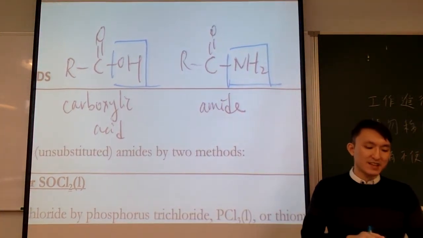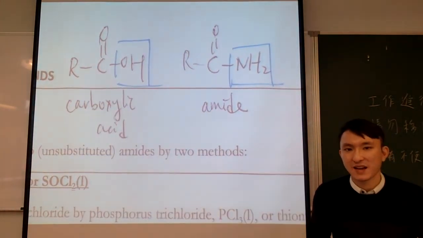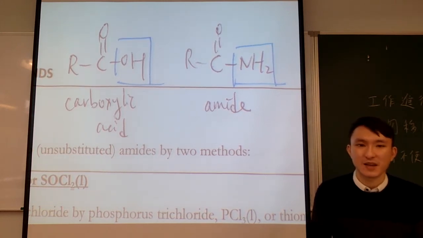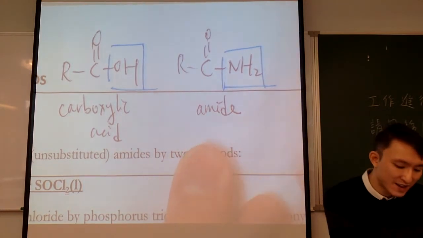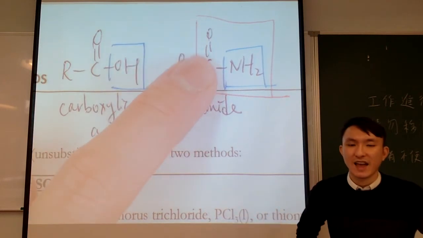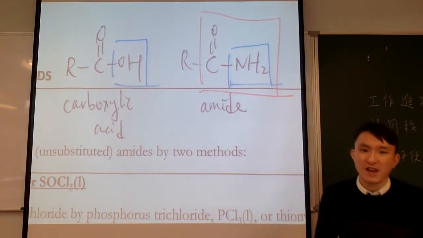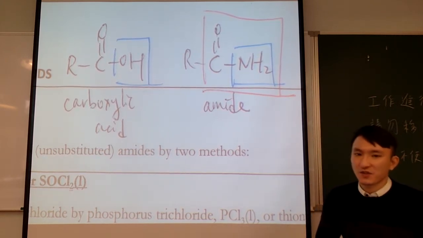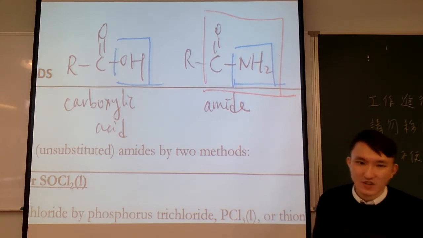So, basically, we are trying to replace the hydroxyl group by the amino group. You can think about it this way. And the amide is characterized by having a C=O double bond and C-N. So this is the part where amide is recognized, the functional group of amide. So how do we achieve this?